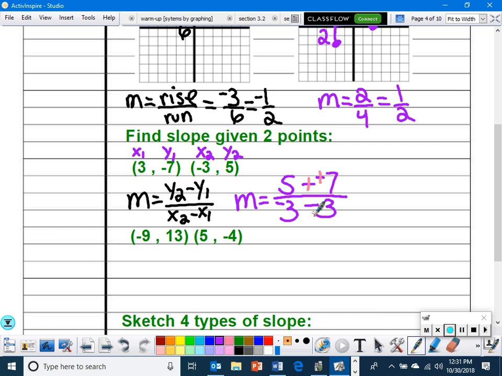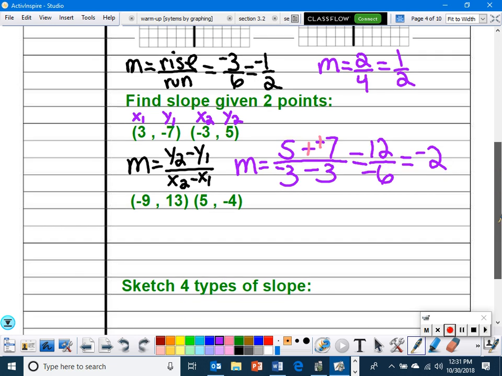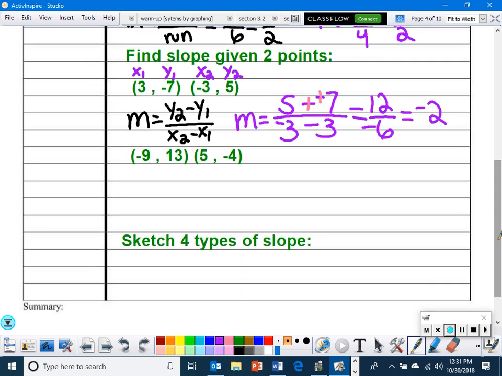All right, so let's take the top. 5 plus 7 is 12. And then negative 3 minus 3 more is negative 6. Simplify whenever possible. 12 over negative 6 is negative 2. All right, let's continue. Next one.